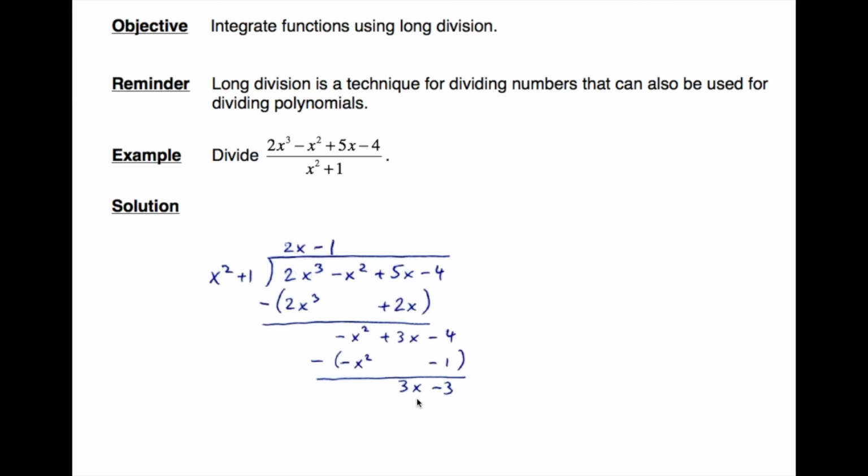This is called the remainder, and we can't go further because x squared has a larger degree than 3x. So the conclusion is that our original expression here, 2x cubed minus x squared plus 5x minus 4 over x squared plus 1, is equal to the quotient 2x minus 1 plus 3x minus 3 over x squared plus 1.